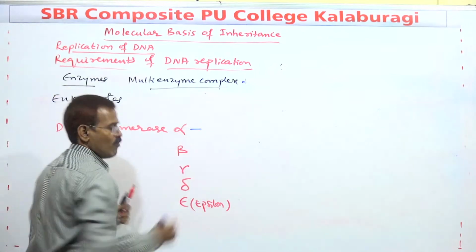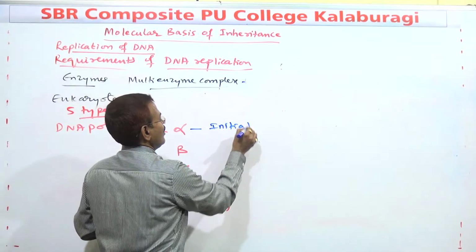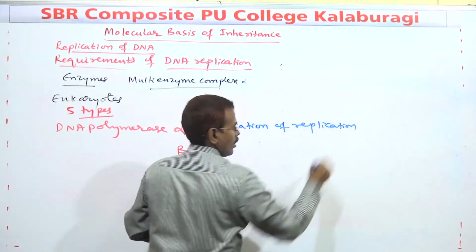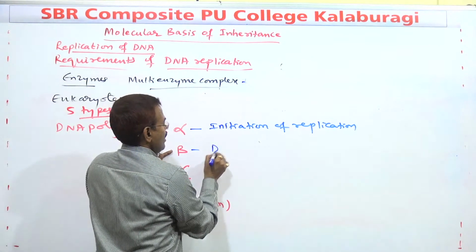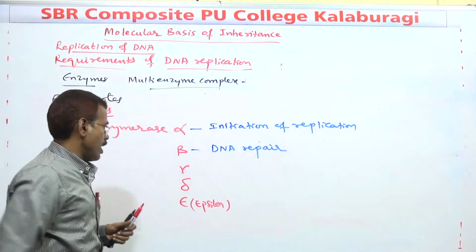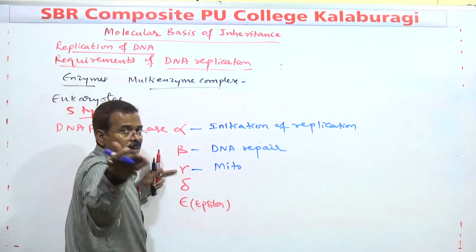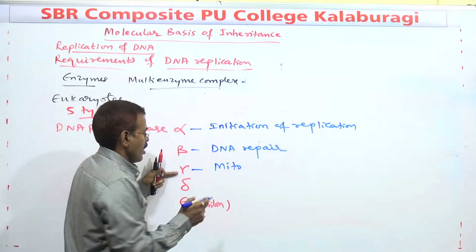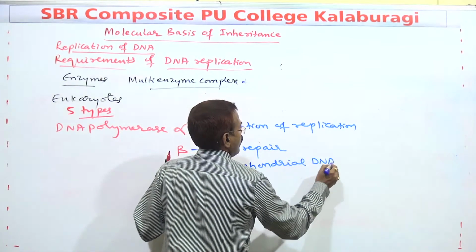DNA polymerase alpha is involved in initiation of replication. Beta is involved in DNA repair. Then gamma is involved in mitochondrial DNA. Mitochondria has a small double-stranded circular DNA, and gamma is involved in its DNA replication and mitochondrial DNA repair.